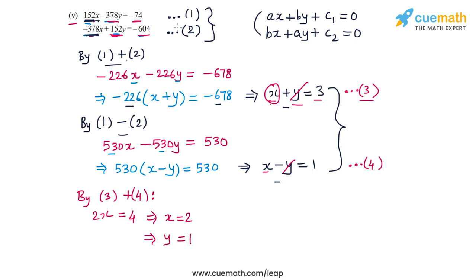So the answer to this original pair of equations, which we actually derived from this modified pair of equations, is x equal to 2 and y is equal to 1. And with that, part 5 of this question is done.